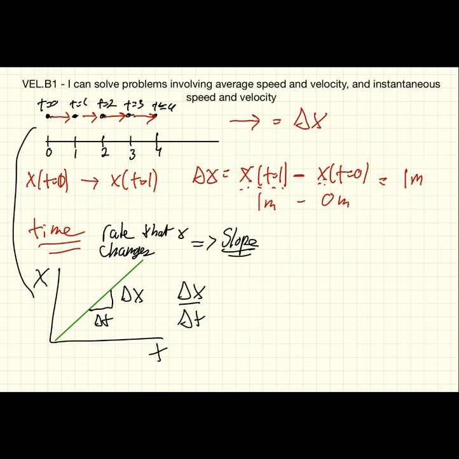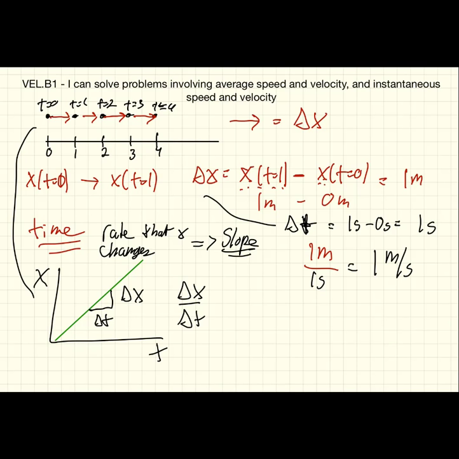So I can do the same thing for my 2 points up here. So if I needed to figure out now the change in time between those 2 points, I would do 1 second minus 0 seconds gives me 1 second. And if I combine these two numbers for this example, I would have 1 meter divided by 1 second gives me 1 meter per second.